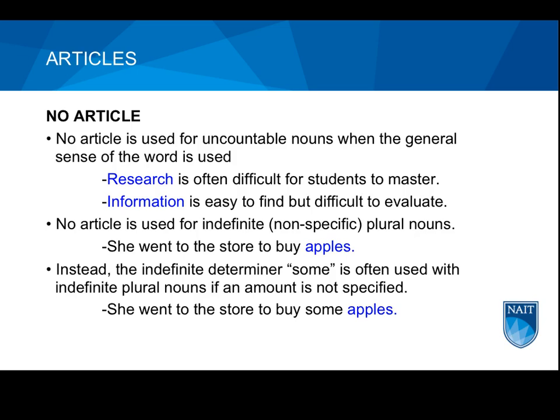Quite often when we're using indefinite plural nouns, if we don't have a specific amount or number of these countable nouns, we will use the word some. So for example, "She went to the store to buy some apples." We don't know how many. We don't use an article, we use that determiner, some, instead.